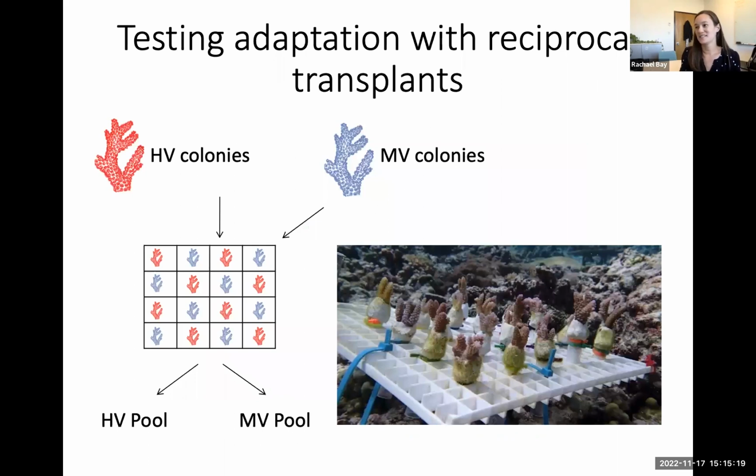So first we wanted to just establish whether we saw adaptation between the two pools. And we did this with a reciprocal transplant. So the nice thing about corals is that because they're clonal, you can fragment them and do multiple tests on the same genotype. So we're able to fragment colonies from the highly variable and moderately variable pools and make these replicate transplant grids where each grid had a representative from each genotype, and we were able to distribute those grids across the highly variable and moderately variable pools.